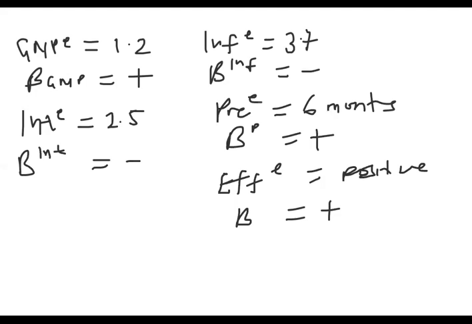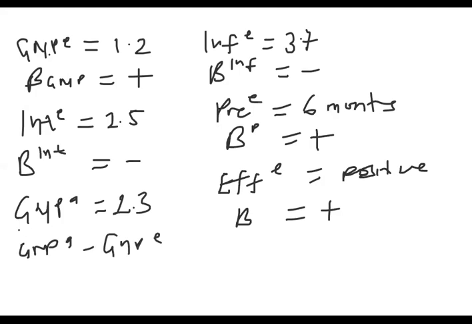So that means the GNP actual, I'm calling it A, equals 2.3, right? Now look at something. If I want the difference, I'll say the GNP actual minus GNP expected. That means actual is 2.5 minus expected, which is 1.2. So the difference is 1.3.